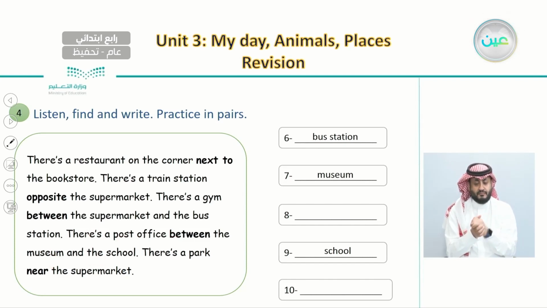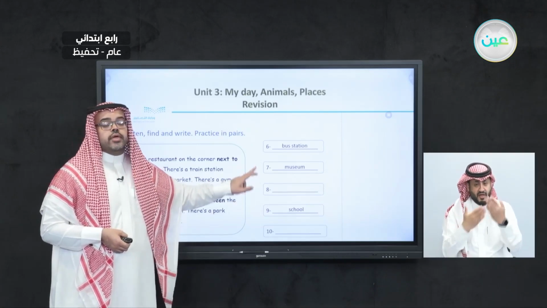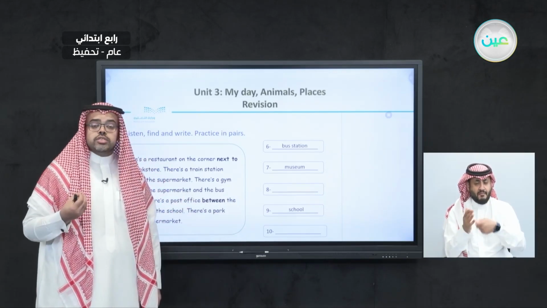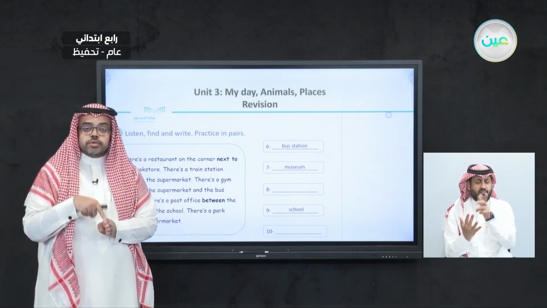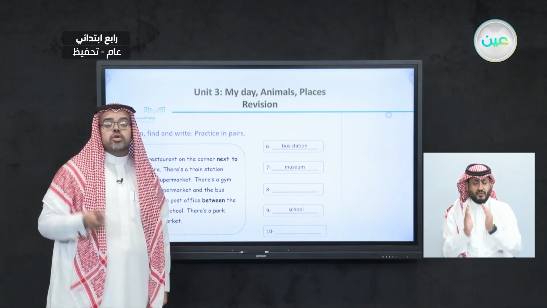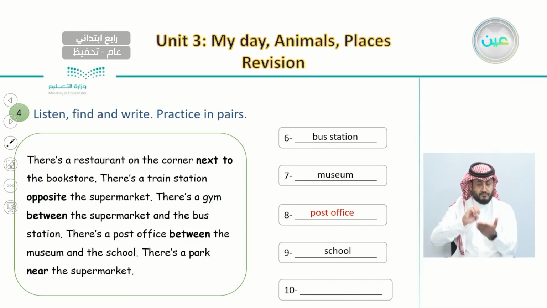So if you have a look at your books, you can see that on the town map there is a museum and there is a school. So according to the text we have read, what is between them? Between them there is a post office. So here we go to number 8 and we write post office. And then we'll be left with the last one, which is number 10.